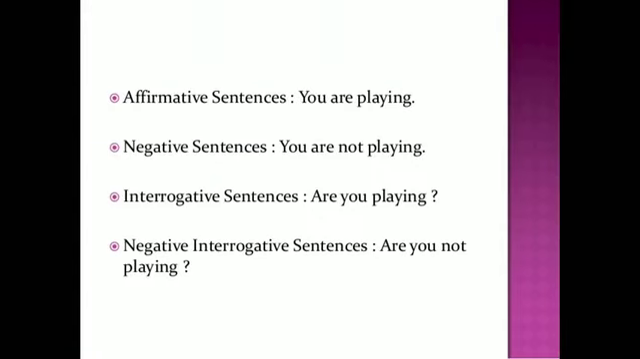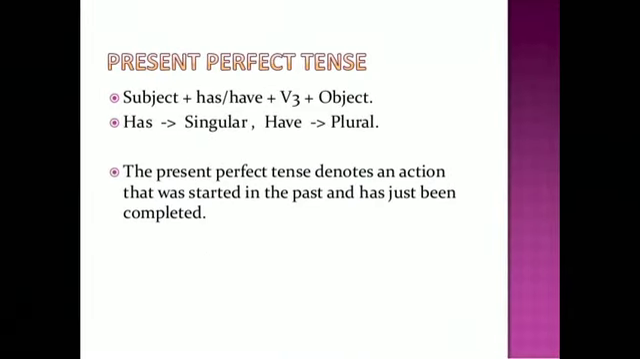So now let's have an example of each form of sentence in present continuous tense. Likewise, an affirmative sentence, for example, you are playing. In negative sentence, you are not playing. Likewise, you can form sentences like they are not playing, we are not playing. Then in interrogative sentence, are you playing? Then in negative interrogative sentence, are you not playing? So in such a way you could easily form sentences.